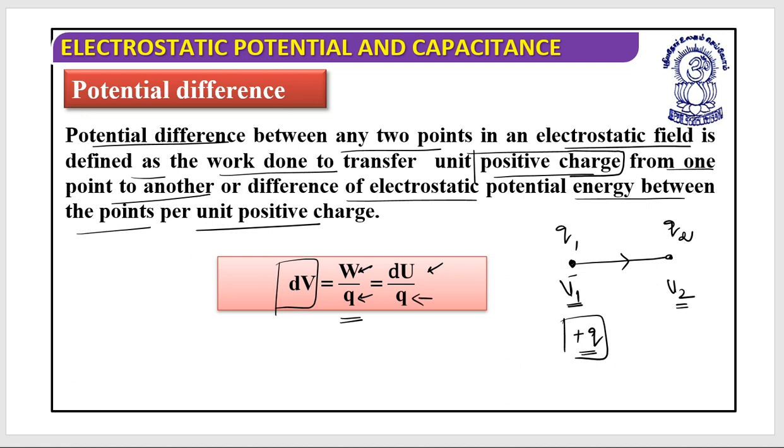This is known as the potential difference. We always give more significance to potential difference rather than potential, because potential difference is of much use, while potential is barely used. So we are much more interested in potential difference as compared to the potential.